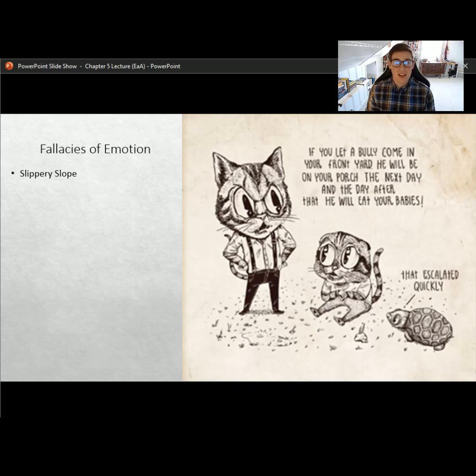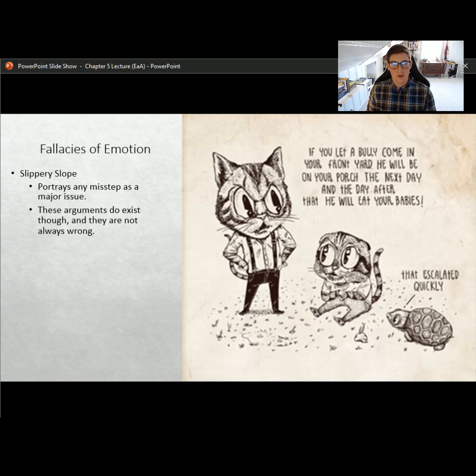The next step in the last fallacy of emotion that we're going to address is called slippery slope. In our little cartoon here, it says, if you let a bully come in your front yard, he will be on your porch the next day, and the day after that, he will eat your babies. We have our little turtle down here that says, that escalated quickly. Because it did, and that's the primary thing with a slippery slope, is that it portrays any misstep as a digression leading to a massive issue, like having a bully eat your babies.